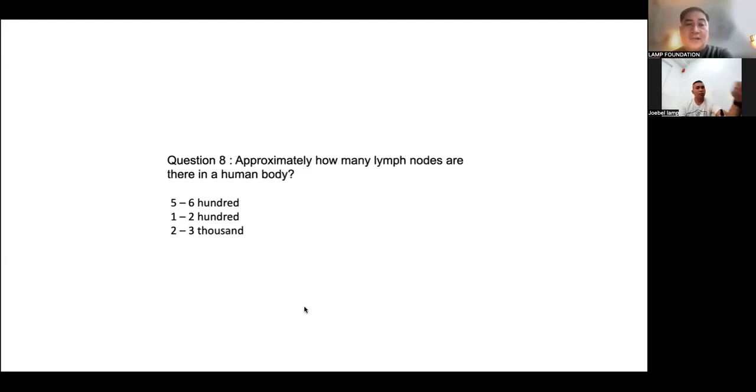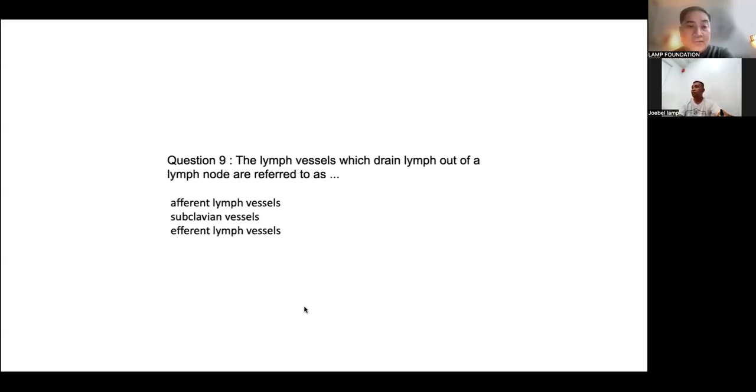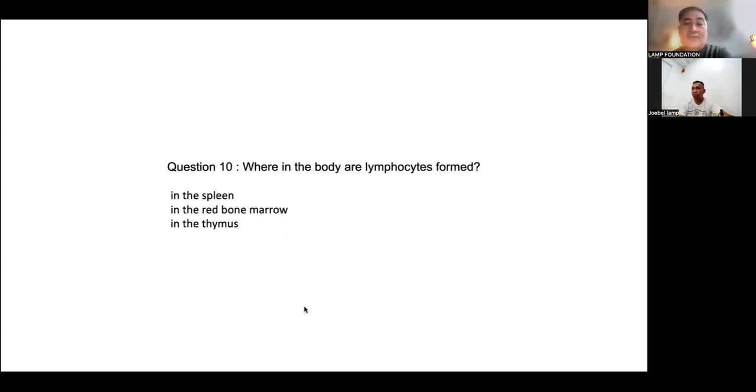Approximately how many lymph nodes are there in the human body? 500 to 600. The lymph vessels which drain lymph out of a lymph node are referred to as efferent lymph vessels. Where in the body are lymphocytes formed? They are formed in the red bone marrow.